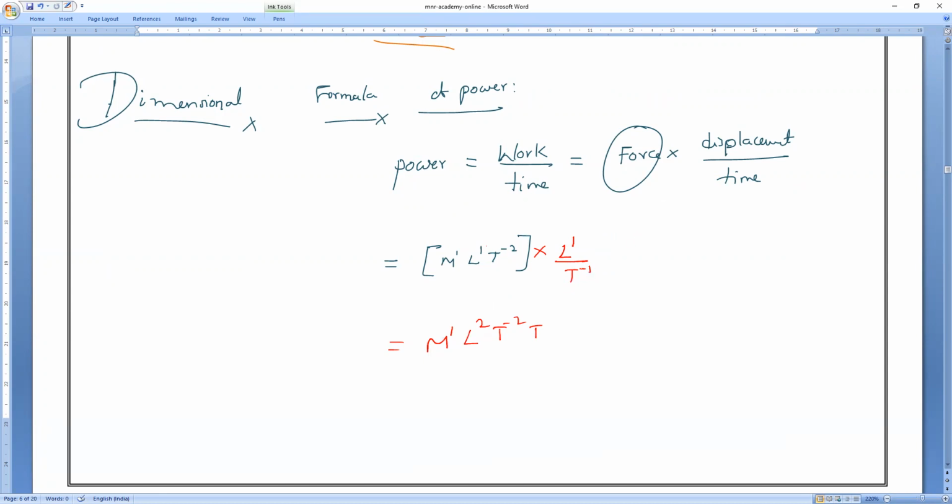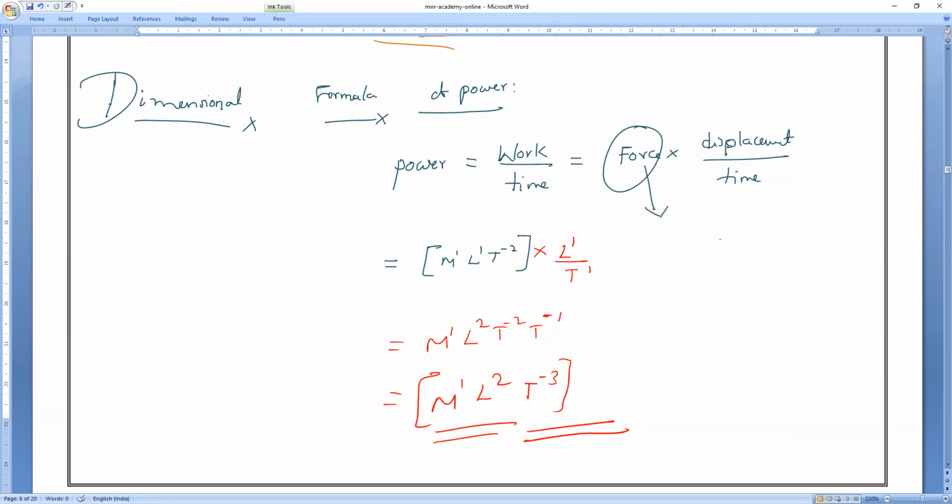Here, T power 1 is in the division, so T power 1 will come up and become T power minus 1. So which will become M power 1, L power 2, T power what? T power minus 3. So this is only called the dimensional formula of power. Please learn it. Whatever dimensional formulas you have studied till now, write everything in one place and learn it. This is very important.